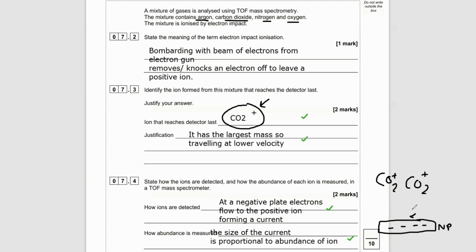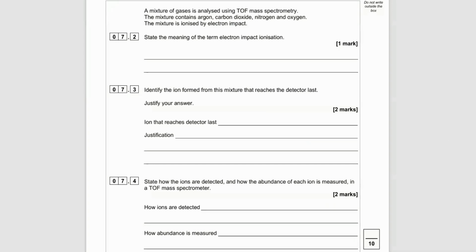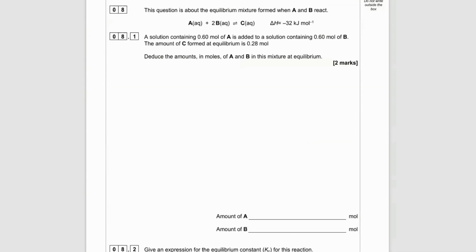So if I've got 2 carbon dioxides, I'm going to get 2 electrons zipping out to there. If I have 3 carbon dioxides, I'm going to get 3 electrons zipping out from the negative plate. So you can see it's proportional. The higher the abundance of the positive ions that reach the detector plate, the higher the current.